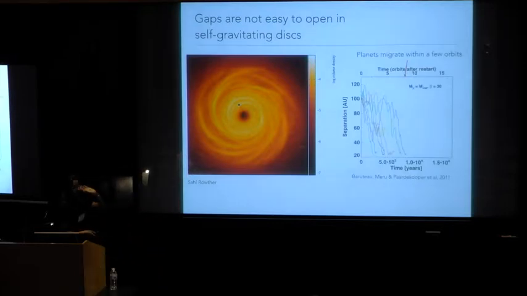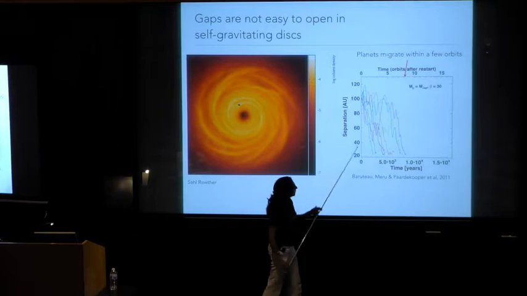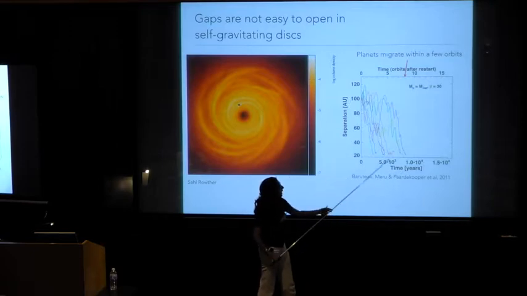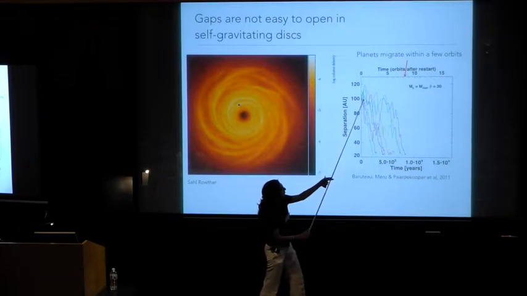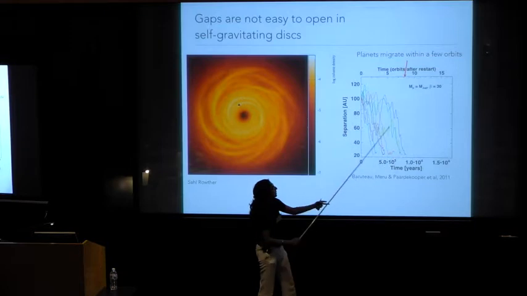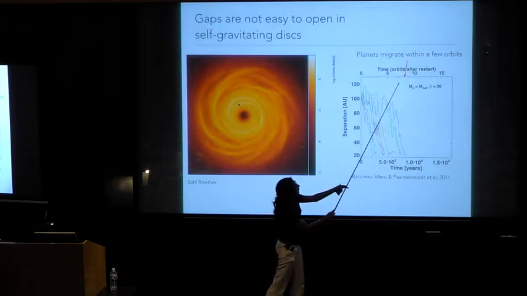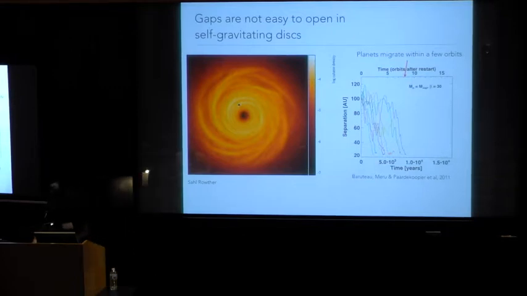This is actually work that we've done quite a few years ago, where you can see here we have the separation against time, and these are many simulations plotted on one graph. For a Jupiter mass planet, you see that these planets migrate within just a few orbits from when we let them go.